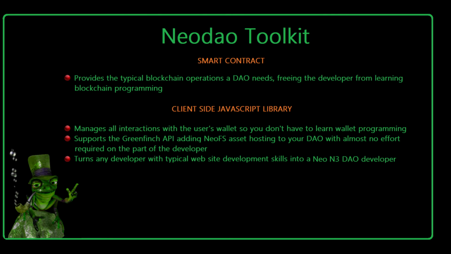This video introduces the NeoDao toolkit. The NeoDao toolkit consists of a smart contract and a client-side JavaScript library. The smart contract provides the typical blockchain operations a DAO needs, freeing the developer from learning blockchain programming. The JavaScript library manages all interactions with the user's wallet so you don't have to learn wallet programming.